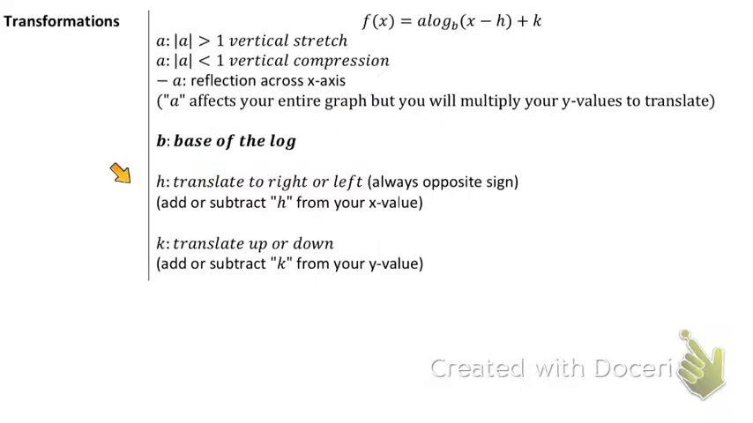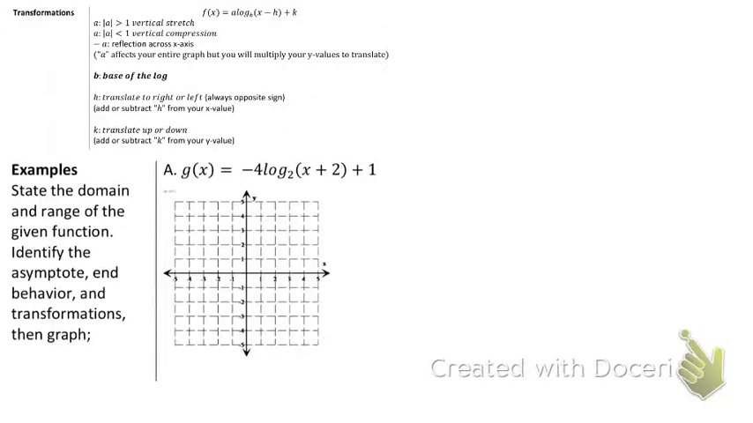h shifts left and right. Remember, our true h value is opposite of the sign. So instead of negative, it'd be positive. If it was positive here, it'd be negative. Okay? This adds or subtracts from your x value. k shifts up and down. We do not switch the sign. This adds or subtracts to your y value. All right, so with these rules in mind, let's do our first graph.